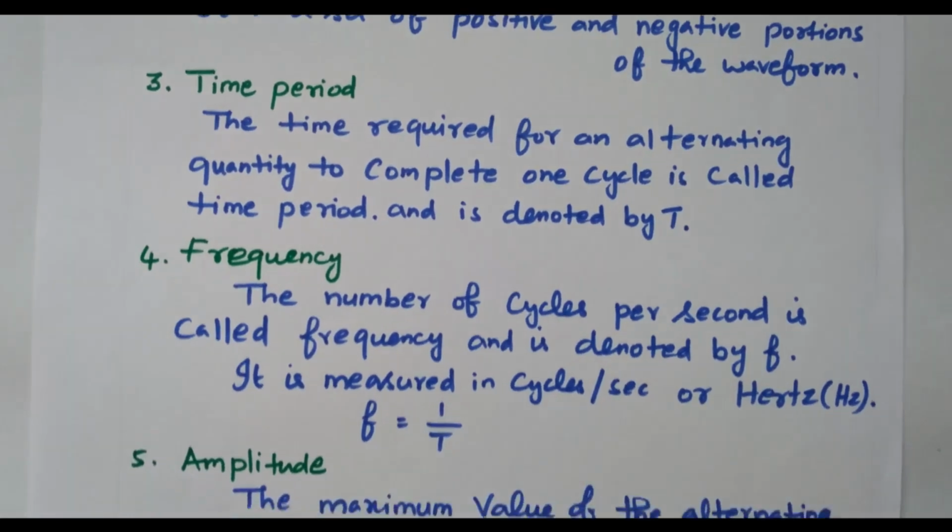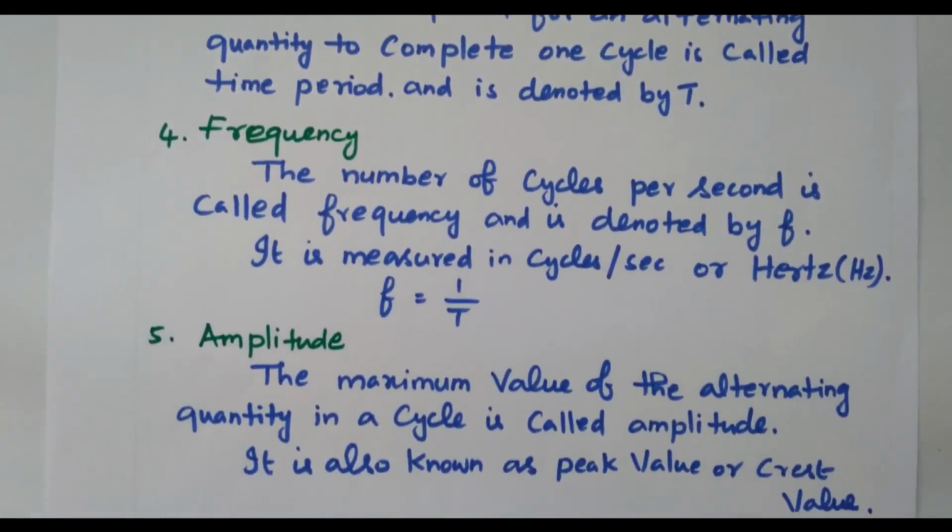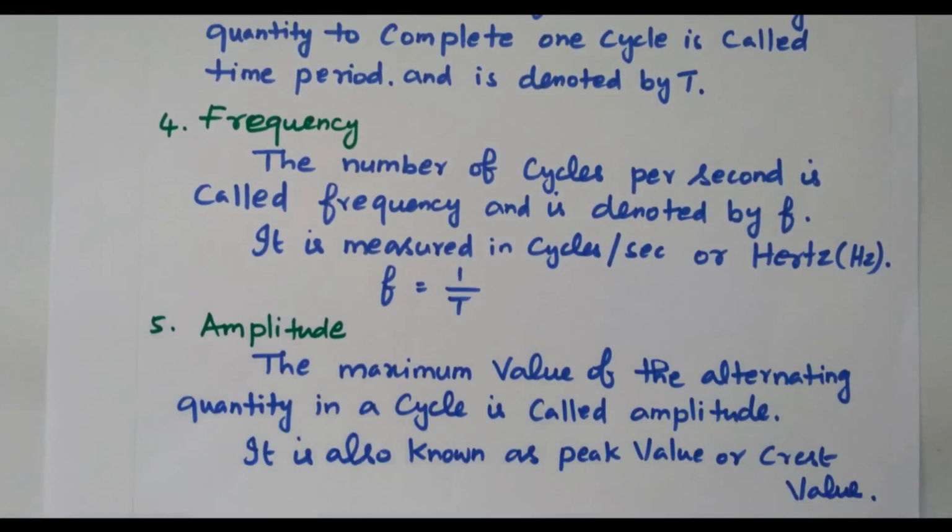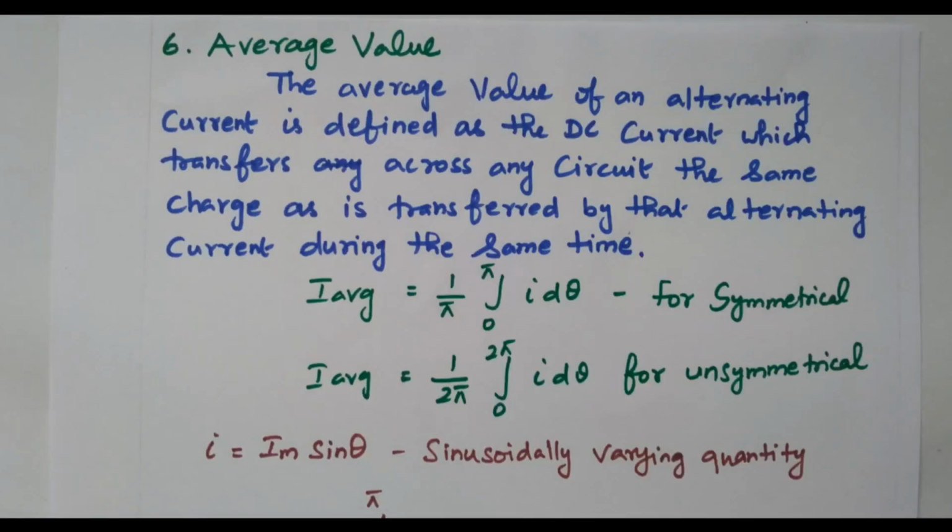Then amplitude. What is amplitude? It is the maximum value. We already referred to it in the diagram. Alternating means the positive and negative change, and the value keeps on increasing and decreasing. In that, the maximum value of the alternating quantity in a cycle is called the amplitude. The maximum value is called the amplitude. It is also called peak value or crest value. Peak means maximum. Now we'll go to the remaining terminology.